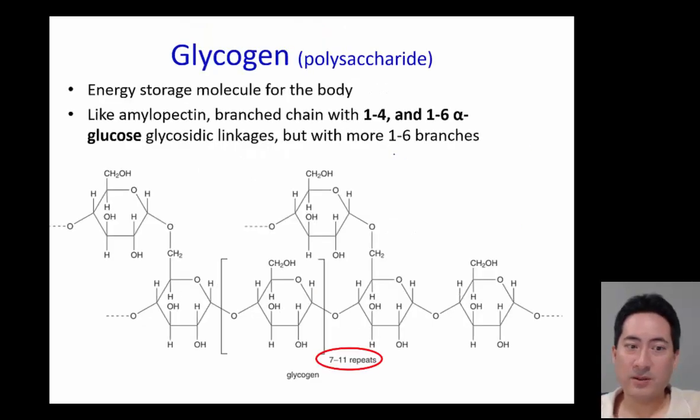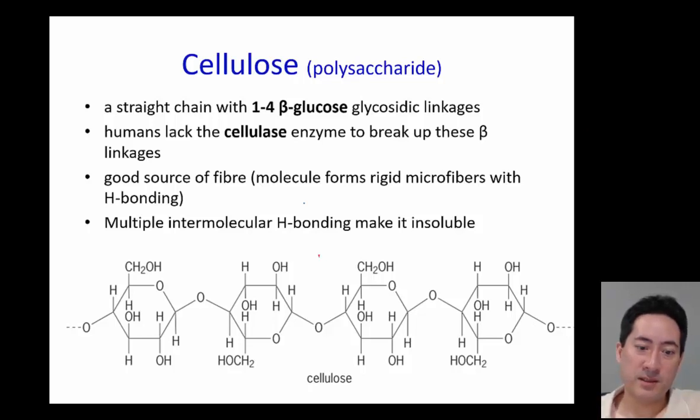So having a look at some other polysaccharides for some other nasty questions. This one looks very much like amylopectin, but the repeats are more common, so 7 to 11 repeats of glucose for the 1 to 6 branching. Cellulose is a 1 to 4, but this time it's a beta glucose, and humans can't break this down because we don't have the cellulase enzyme. Okay, all good stuff. I'm sure you're very excited.